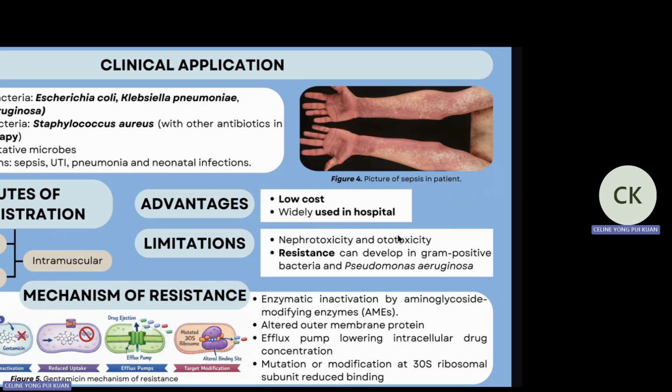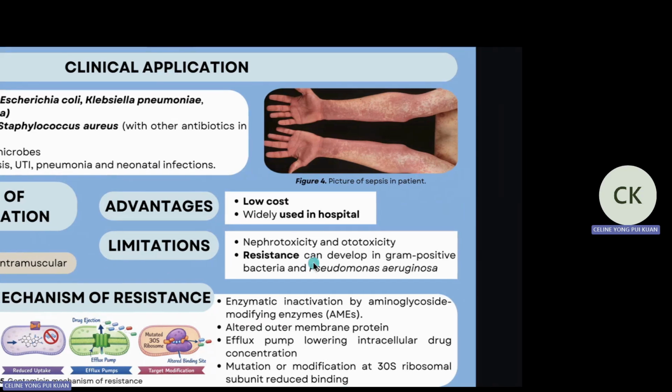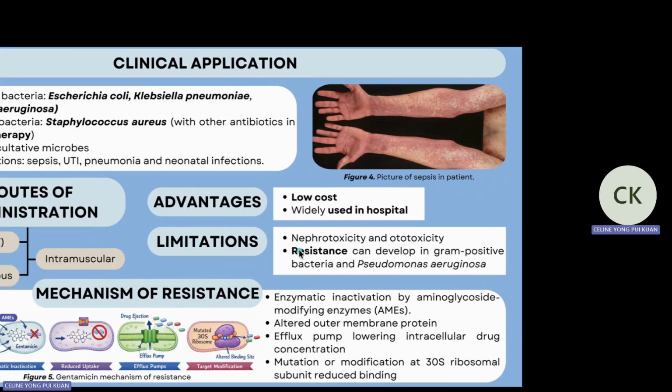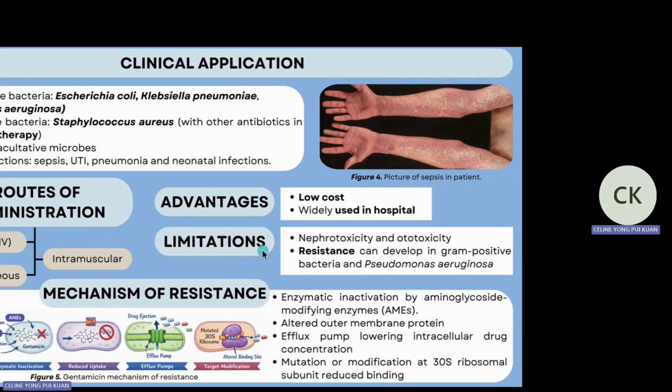Another issue is that the prolonged or inappropriate use of these antibiotics can contribute to the development of antibiotic resistance, and in this case I use Pseudomonas aeruginosa as an example. There are four main mechanisms by which bacteria can develop resistance to gentamicin.